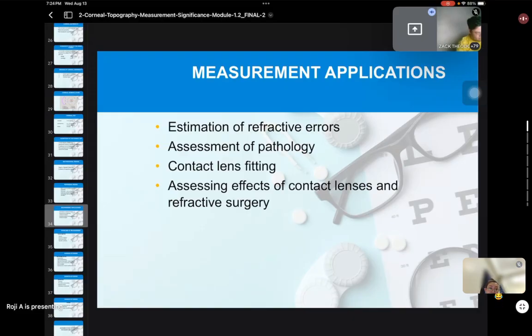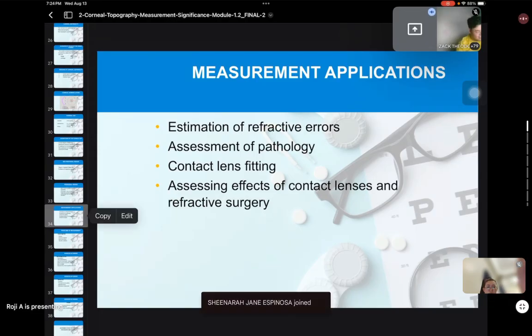All right. Assessing effects of contact lenses and refractive surgery. Everything makes sense, correct? Right, Zach? Everything makes sense. Alisa, there you go. Thank you. Randall, you still with us? Gotcha. All right.